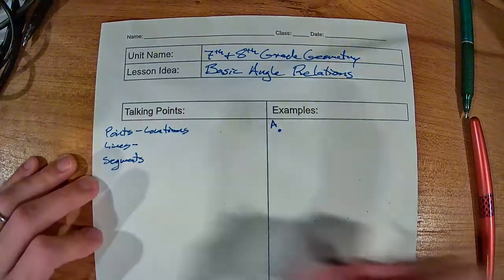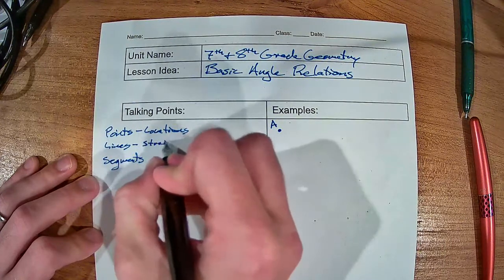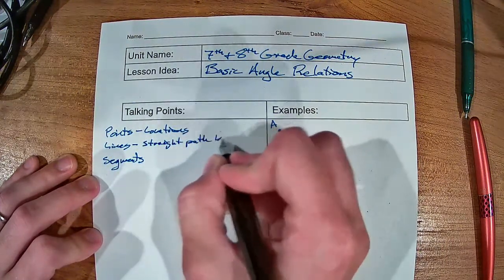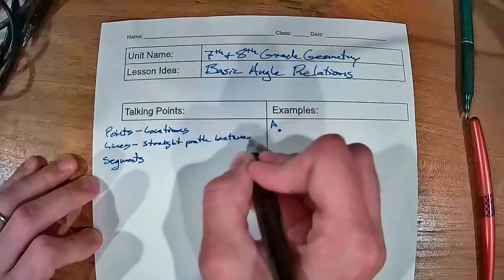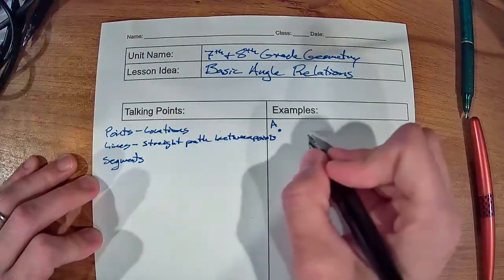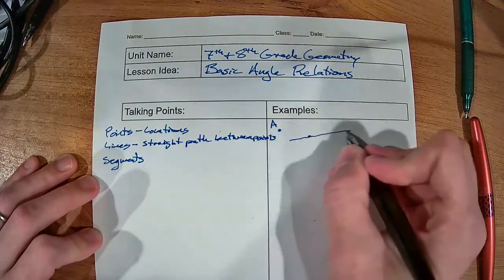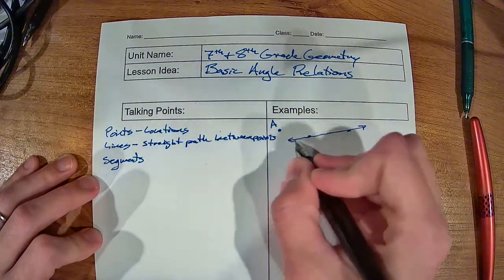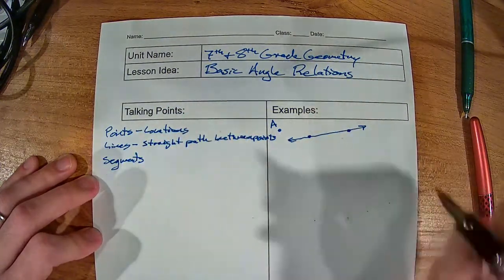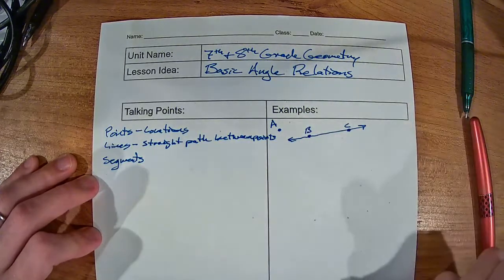Lines, all right, as the name would suggest, is that straight path from point to point. Ran out of space there. So for example, we could have one point here, maybe one point here. We play connect the dots. We always put arrows on our lines because they extend in both directions, and it takes at least 2 points to make a line. So for example, this could be point B, and this could be point C.